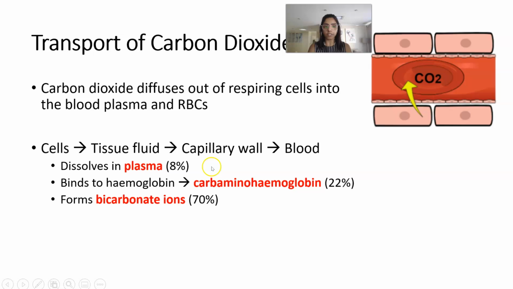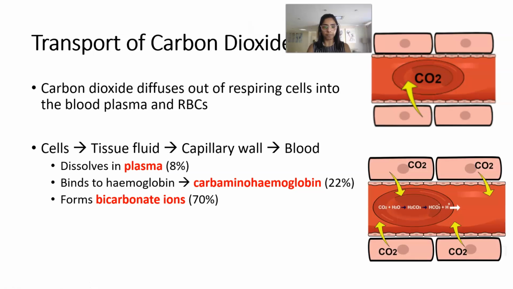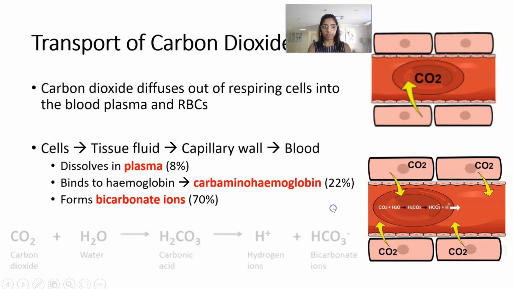It's worthwhile understanding that, because then it will help you to remember how each of these are transported around the body. For this course, you don't need to be able to write out the chemical equation. However, it can help you to remember and understand what's going on. If your chemistry isn't strong, just understanding the word equation is fine.